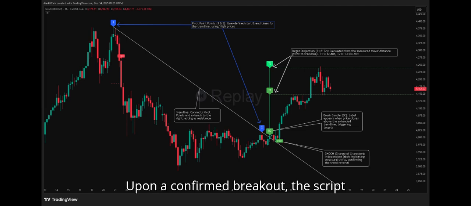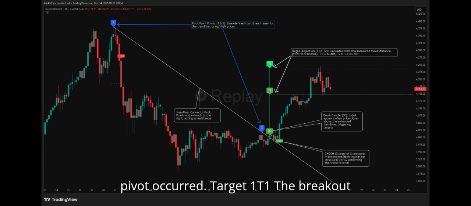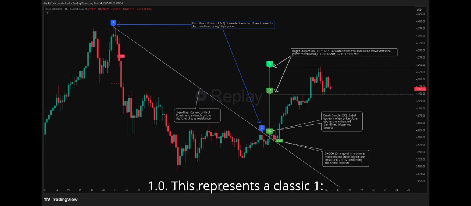Upon a confirmed breakout, the script automatically calculates three distinct targets by identifying the most significant swing point, pivot, prior to the breakout. Distance, d, is the vertical distance between the trendline and the pivot price at the specific bar where the pivot occurred. Target 1, T1, the breakout price plus or minus distance times 1.0. This represents a classic 1:1 measured move.